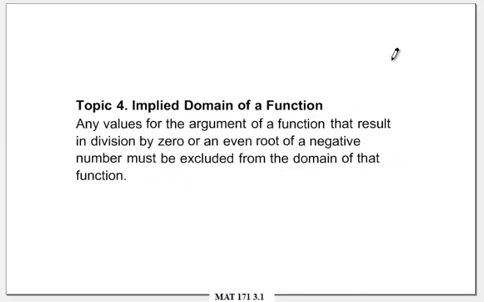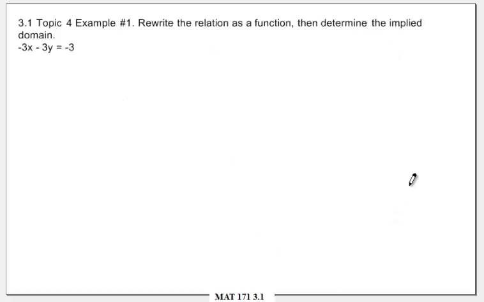Topic 4. Any values for the argument of a function that result in division by 0 or an even root of a negative number must be excluded from the domain of that function. We can't divide by 0 and you can't take the square root of any negative numbers. So for example 1 in topic 4, we're going to rewrite the relation as a function, then determine the domain.